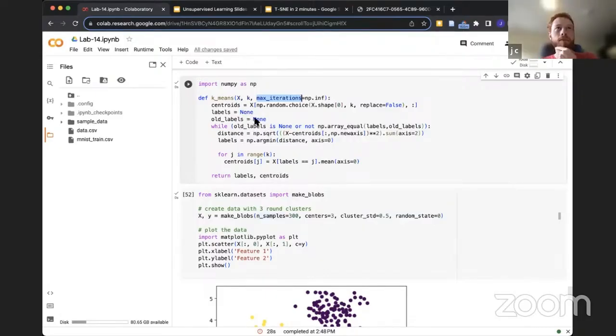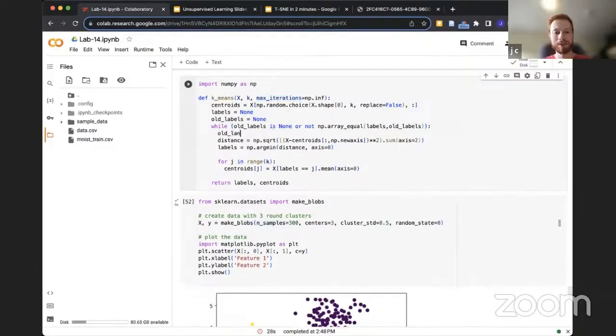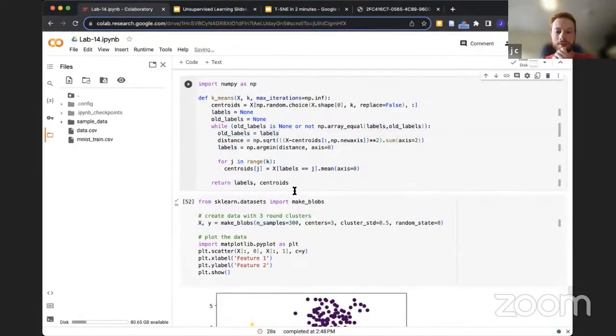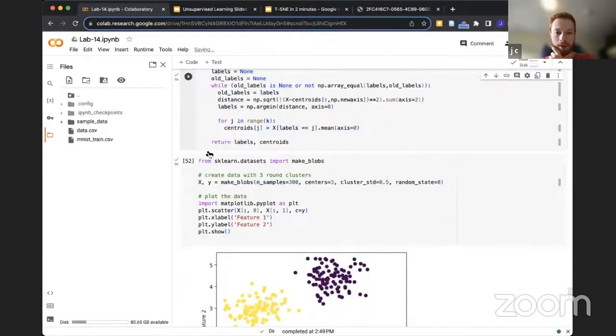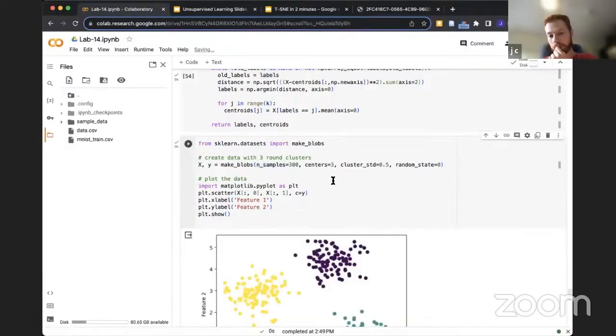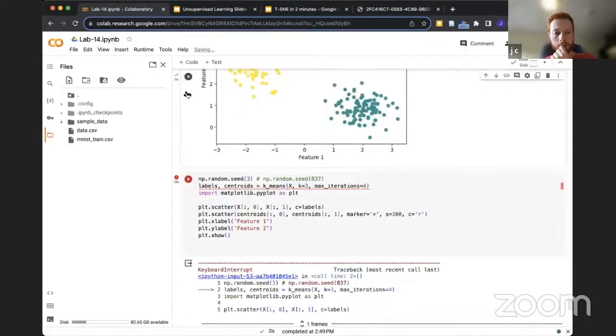Oh, I forgot to update the labels. Of course. Old labels are the ones we saw one iteration earlier. Otherwise, the labels never change. Okay, now this should work. Oh, it's wrong.